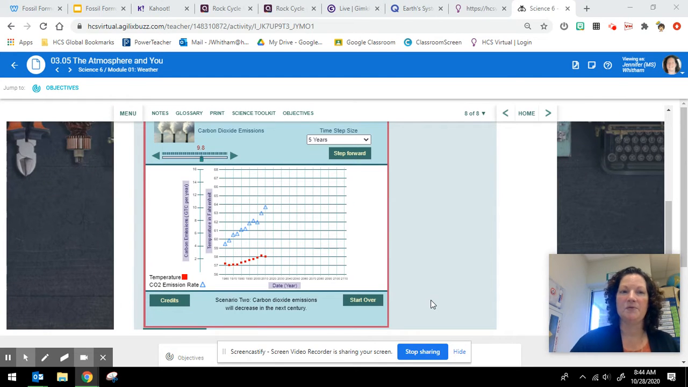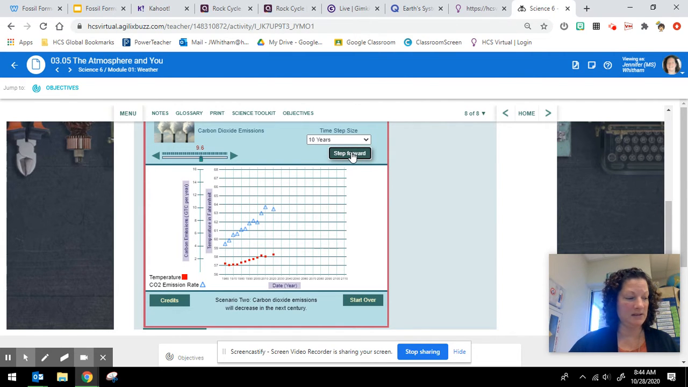For scenario 2 for this activity, you're asking for carbon dioxide emissions to decrease over the next century, or 100 years. In order to do that in the simulation, you're going to be decreasing the carbon dioxide emissions from 9.8 by 0.2 gigatons each step forward that you do. We're going to go ahead and change our time step to 10 years. Okay, we're going to decrease from 9.8 to 9.6, and then we're going to click step forward.